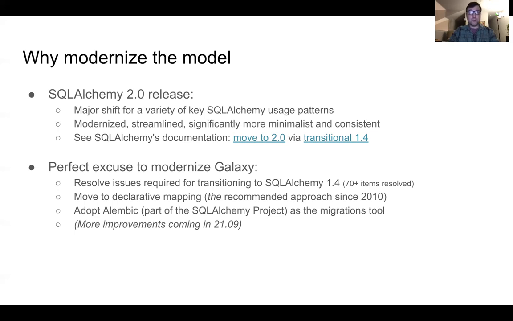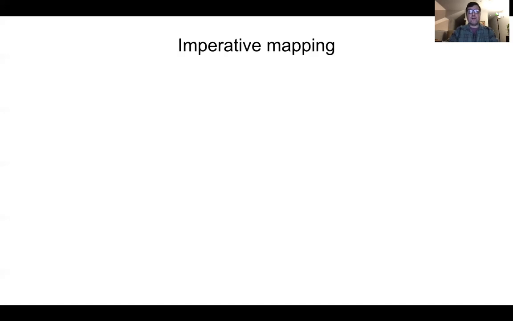These improvements so far include resolving the issues required for upgrading to SQL Alchemy 1.4, which is the transitional version, redefining the model using declarative mapping, which has been the recommended approach since 2010, and switching to Alembic, a database migrations tool, which is part of the SQL Alchemy project. Through these improvements, we expect to have a cleaner, more efficient, and reliable data model. And here's just one example of the improvements to the data model.